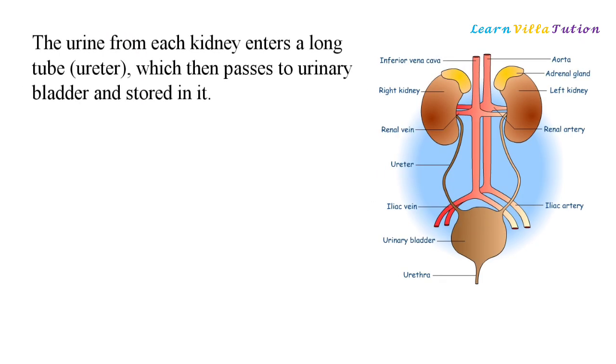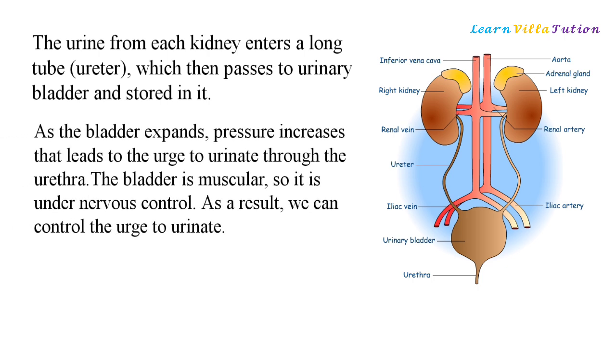The urine from each kidney enters a long tube, the ureter, which then passes to the urinary bladder and is stored in it. As the bladder expands, pressure increases, which leads to the urge to urinate through the urethra. The bladder is muscular, so it is under nervous control. As a result, we can control the urge to urinate.